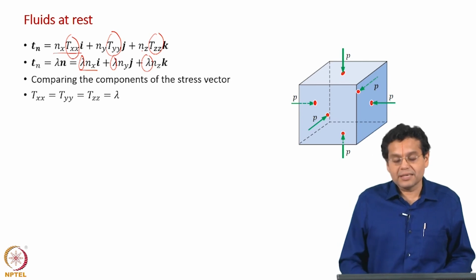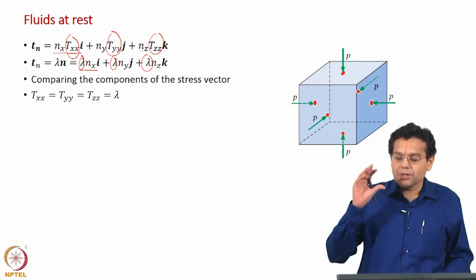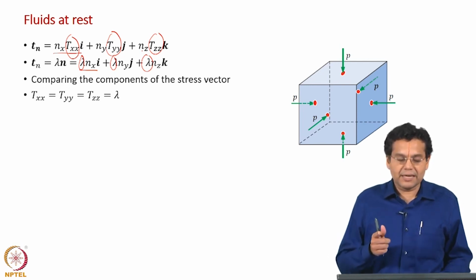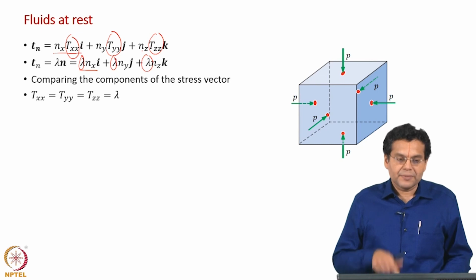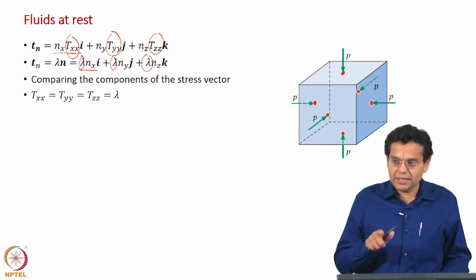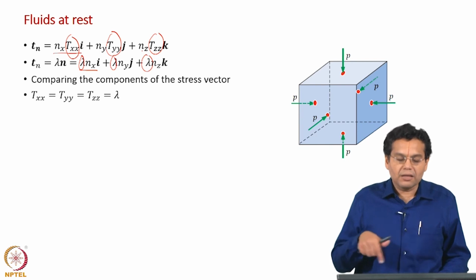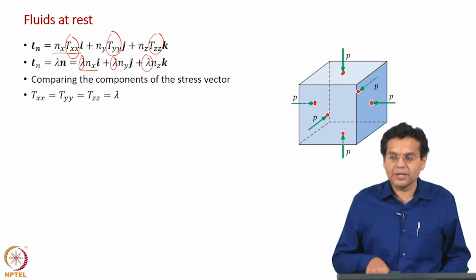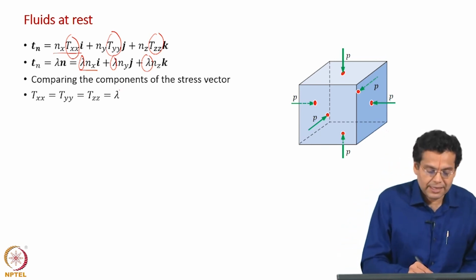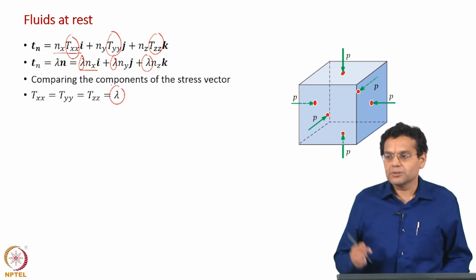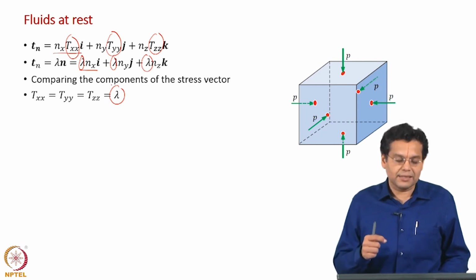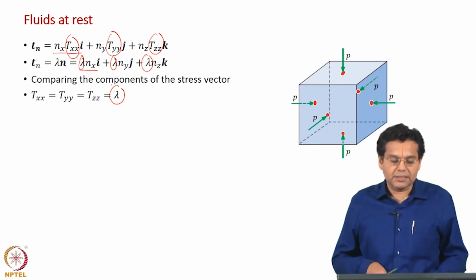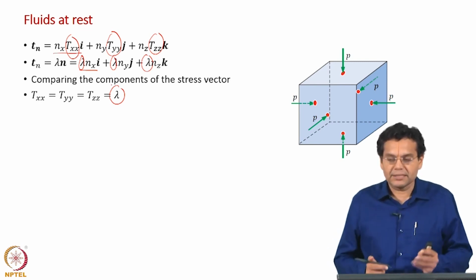What is the physical equivalence of this statement? If you have a static fluid, the first observation is that there are only normal stresses. If there are only normal stresses, all the normal stresses should be equal to each other. That is the conclusion, and that equal scalar we are calling lambda. I will repeat, in a fluid under a static condition there are only normal stresses. If there are only normal stresses, all of them should be the same, and we are calling it lambda.